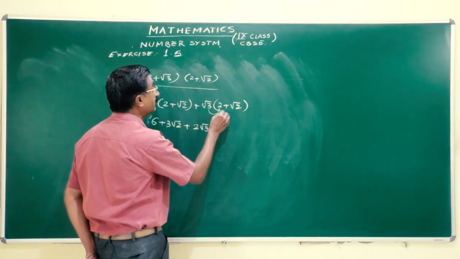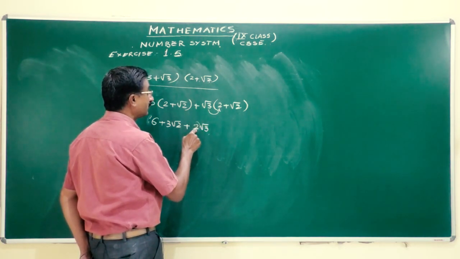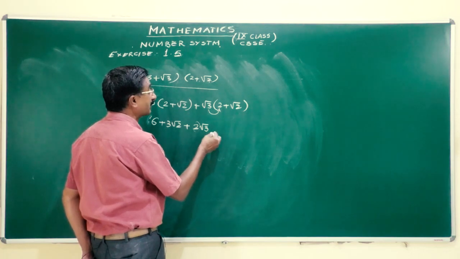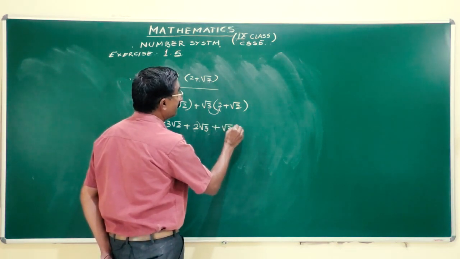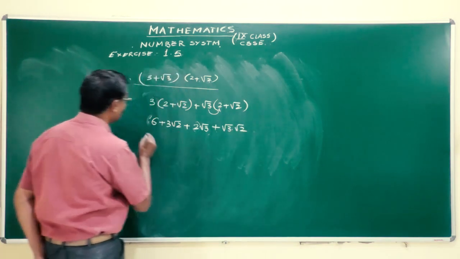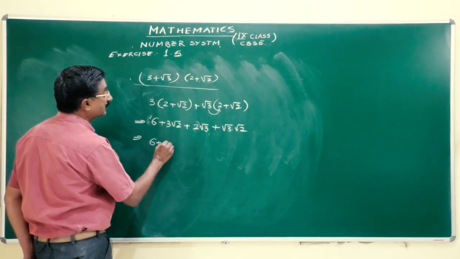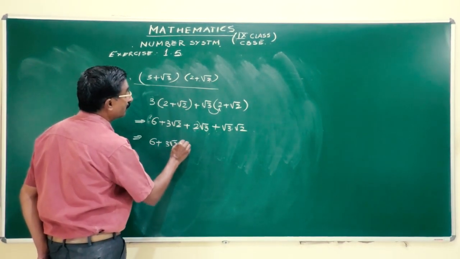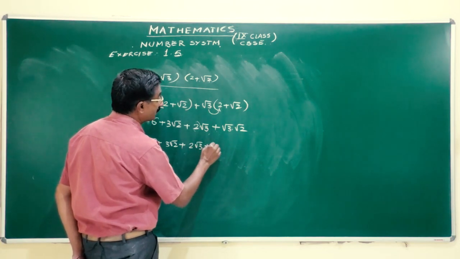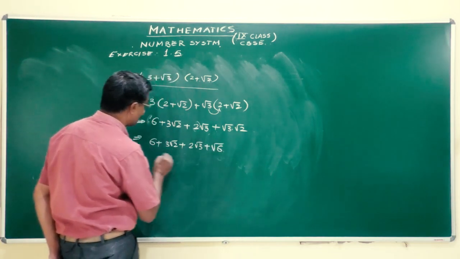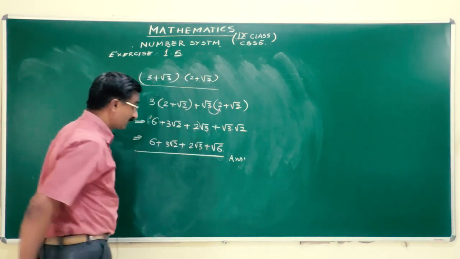3 is multiplied by 2. So it is the rule that we first write down the 2 and then the root value later. So plus root 3 into root 2. Simplifying this also, this is 6 plus 3 root 2 plus 2 root 3 plus under root 6. Now this is the answer.